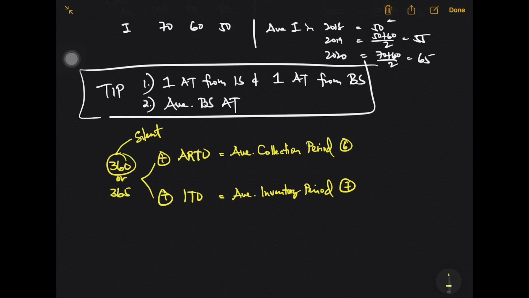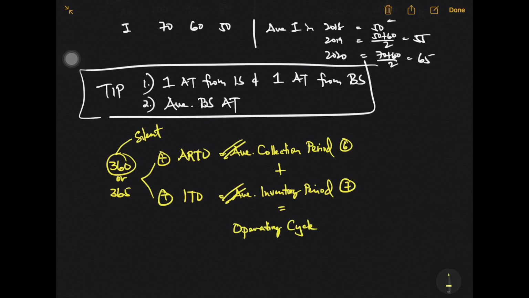Average inventory period tells you how many days will it take you to convert your inventory into AR or sales. Again, average inventory period tells you how many days will it take you to convert your inventory to sales or accounts receivable. So you have your average collection period and then your average inventory period. And if you add these two, this one and this one, you will get the operating cycle.